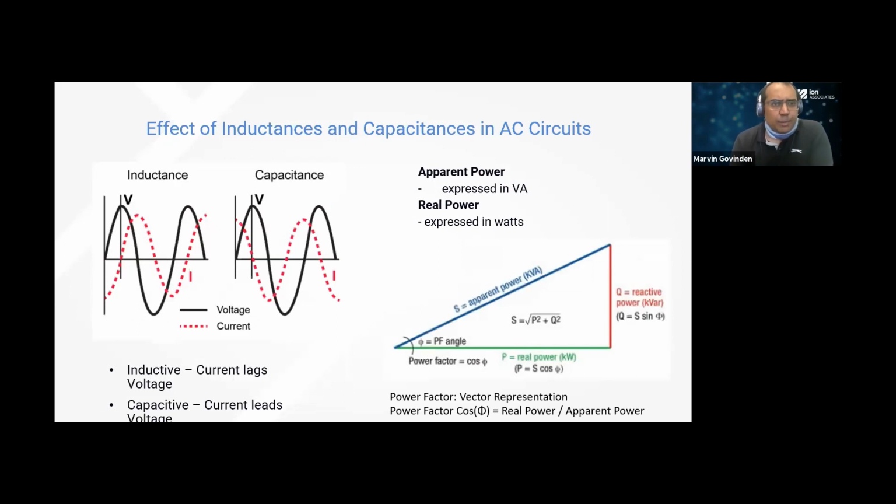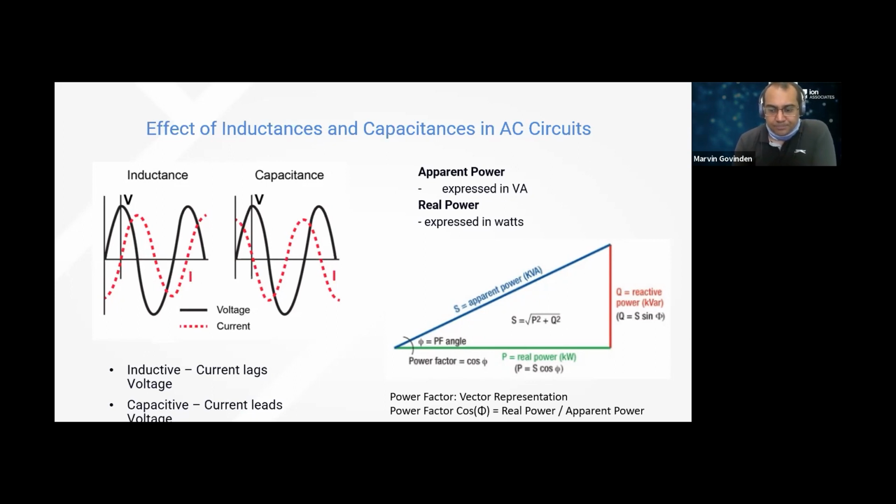Just to mention once again, what are the effects of inductances and capacitors in AC circuits? We have an inductive circuit there. The current responds after the voltage. It lags the voltage. For a purely capacitive supply, that would be the other way around. The current would lead the voltage. So that's the effect these types of circuits, inductive and capacitive, have on the current and voltage waveform. That's why we need to correct for these.